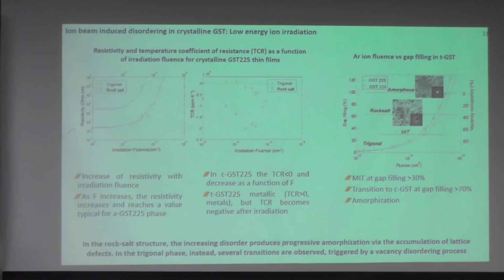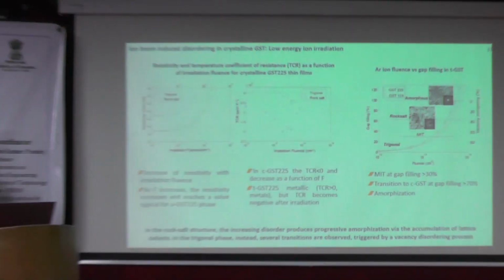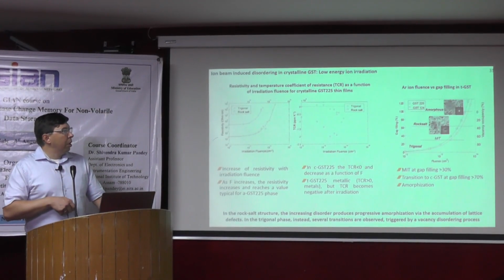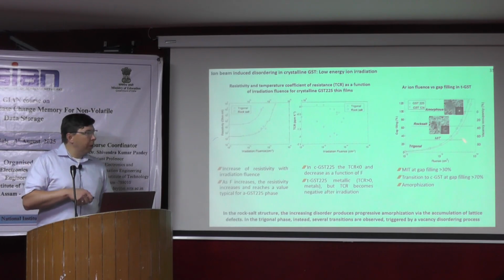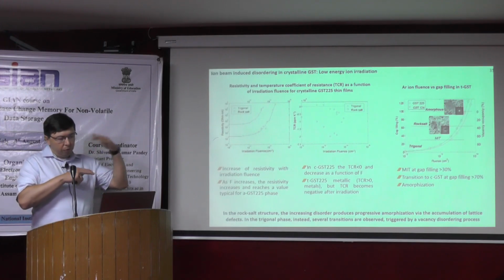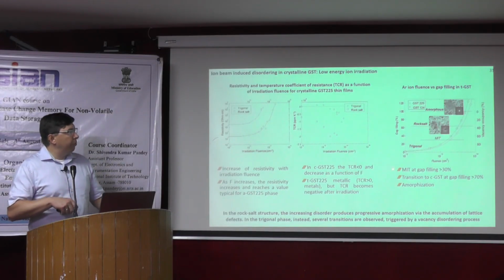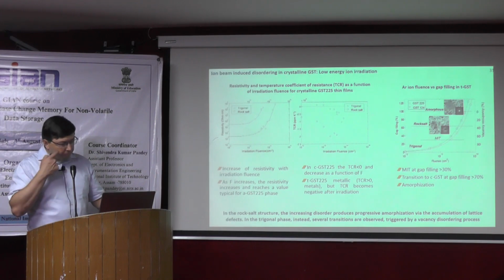Also, there is some theoretical study which shows how this transformation process occurs. Here, this is the argon. These are again two structures, GST 2-5 and GST 1-4, trigonal structures, and they studied how the gap filling, since the structure consists of van der Waals-like gaps, influences the structure independent of the fluence.